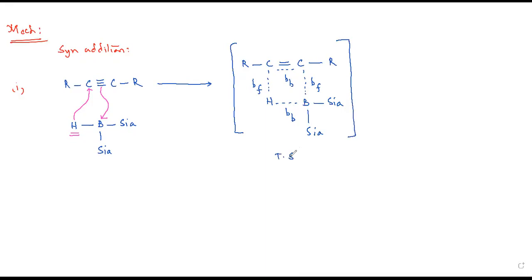Okay. Then now it decomposes to form R, C, you got a hydrogen, double bond, C, R, and here we got a boron with two Sia groups. I mean secondary isoamyl groups. But here the thing to be concentrated on is where this hydrogen is obtained from. So this is from the disiamylborane, Sia2BH. That's it.